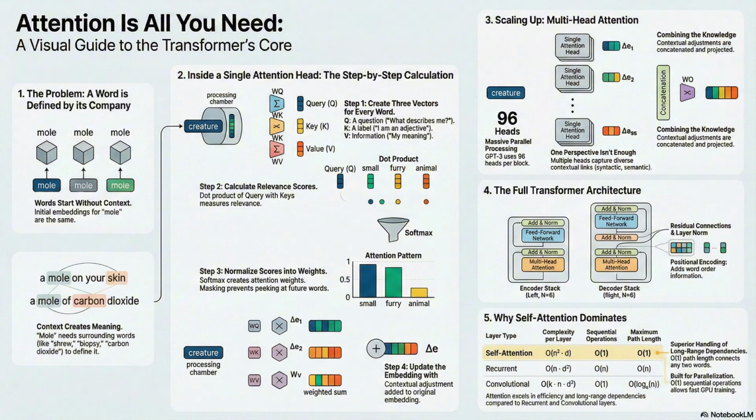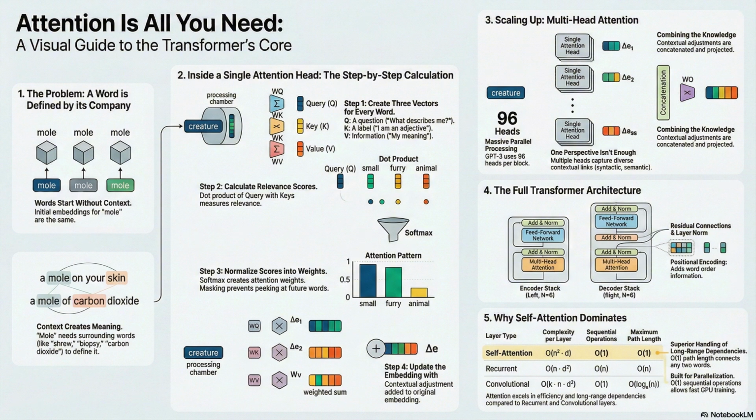That's a perfect example. You need a head for syntax, a head for semantics, maybe one that's good with numerical facts, another for sentiment. By running them all at once, the model can jointly attend to information from all these different angles simultaneously. And the scale of this is just wild. If you look at a model like GPT-3, we're talking about 96 attention heads all running inside a single block.